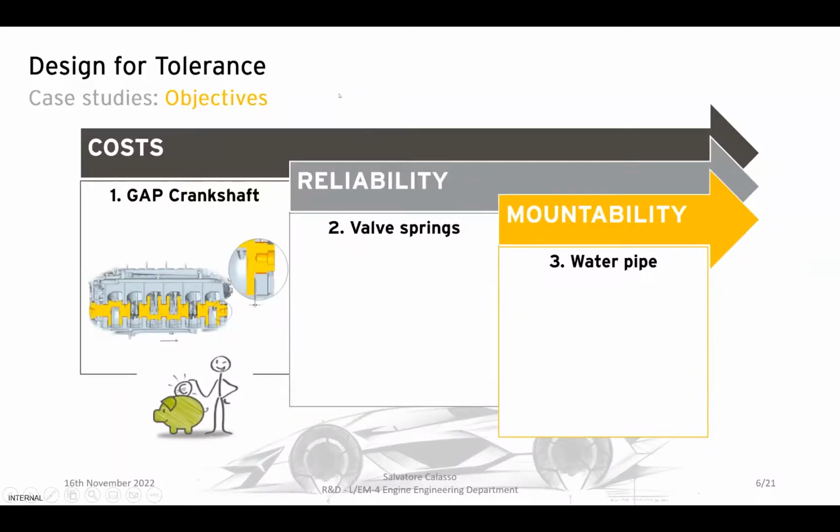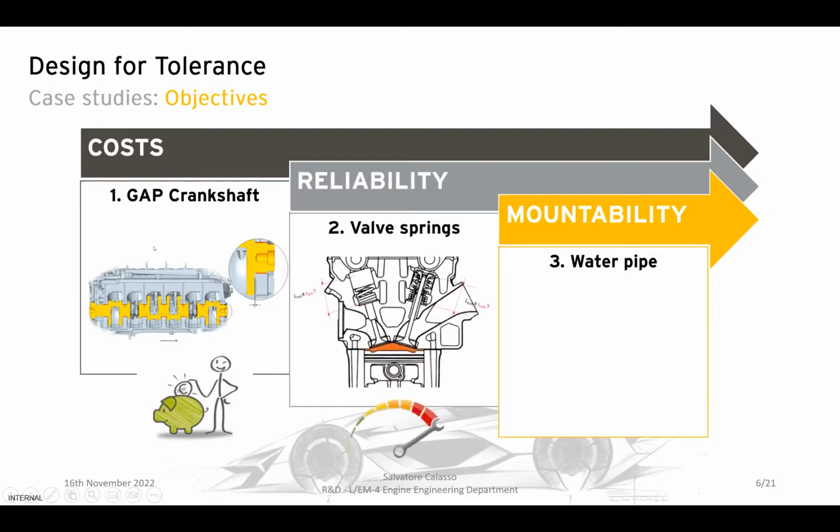In the next slide, we are going to see the three cases analyzed. In particular, they are divided into three different goals. The first one is the gap between the crankshaft shoulder and the shoulder related to the engine block. And the goal of this example is cost reduction.